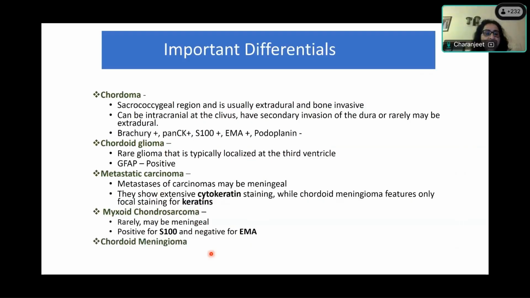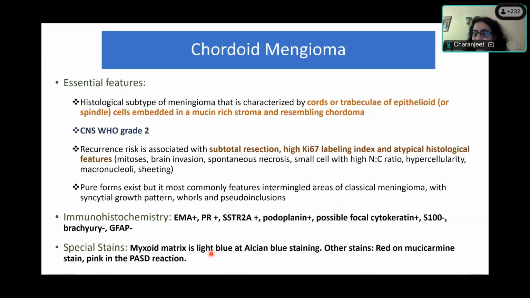So this is a case of chordoid meningioma, which you classify as WHO grade 2 tumor. This is the characteristic morphology: cords or trabeculae of epithelioid or spindle cells embedded in a rich mucin-rich stroma and resembling a chordoma.